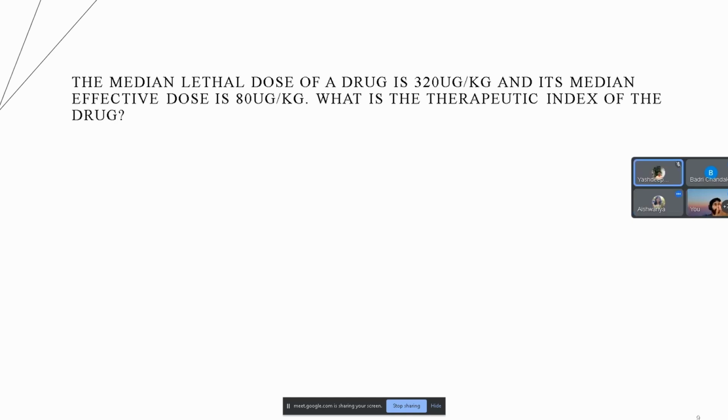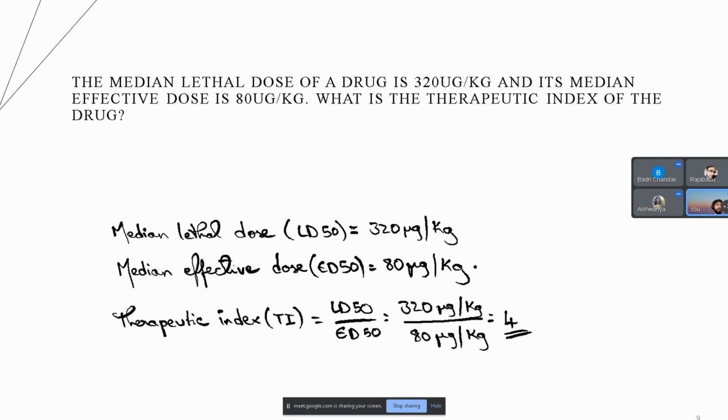Any other answers? Is it not 4? So it is four. The therapeutic index of a drug is determined as the median lethal dose of the drug over the median effective dose, not the other way around. So it's going to be four. I guess you've taken it the other way, median effective dose over median lethal dose, but it's LD50 by ED50.